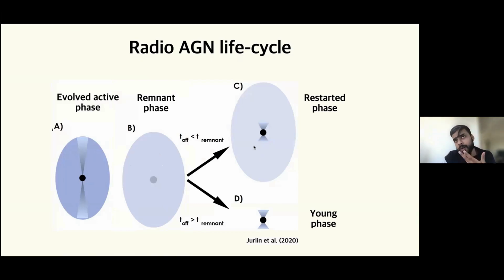Depending on how long it takes for the agents to restart, we can observe them in different phases. If they start very quickly, then we can see a new phase of activity in the center before the older phase of activity has even faded out. So we can see two phases of activity at the same time. This is what we call the restarted phase. And if it starts after a very long time and the diffuse emission has faded away, then we just see the young radio galaxy in the center.